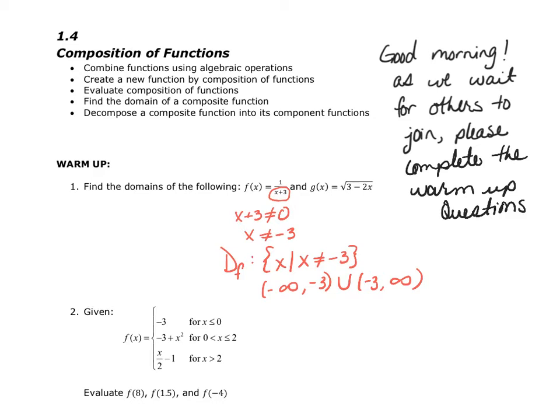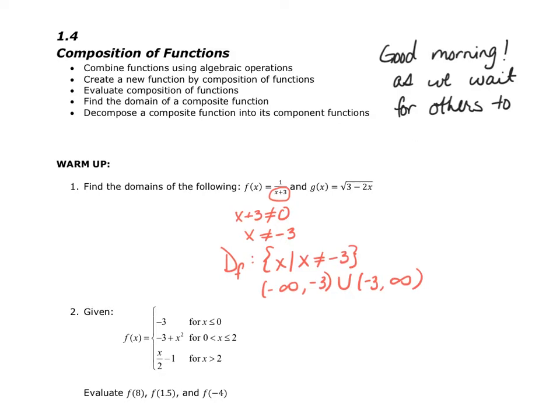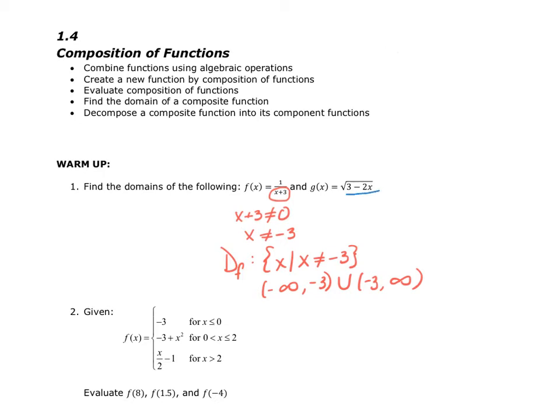For my g function, let me just erase this. For my g function, I look to see the other issue, which is when I have x underneath a square root, a fourth root, a sixth root. So anytime my index here is even, then I have to make sure that whatever's underneath that square root, in this case 3 minus 2x, has to be at least 0. So it has to be greater than or equal to 0.